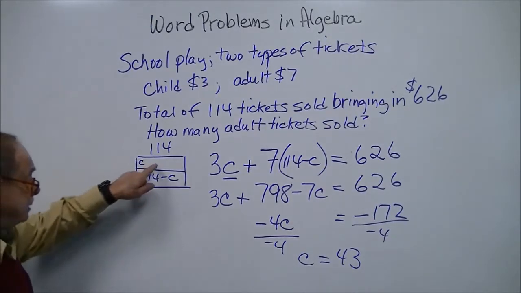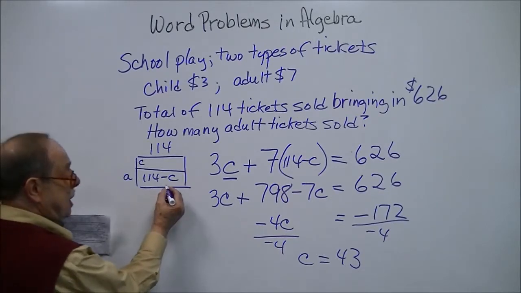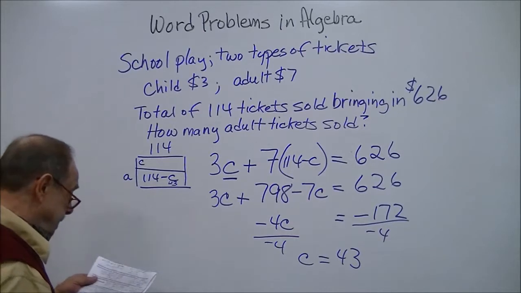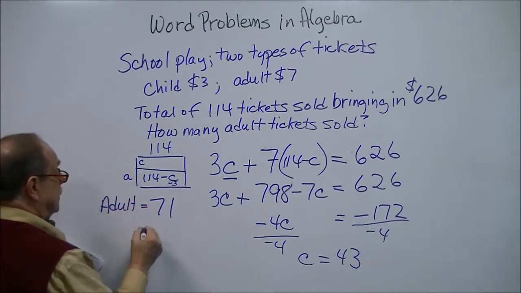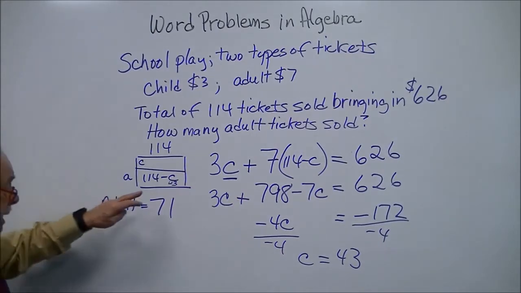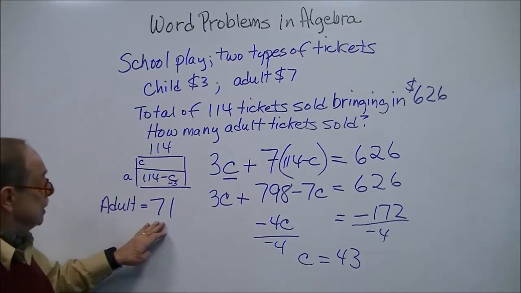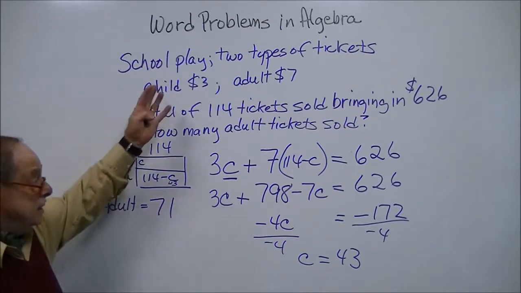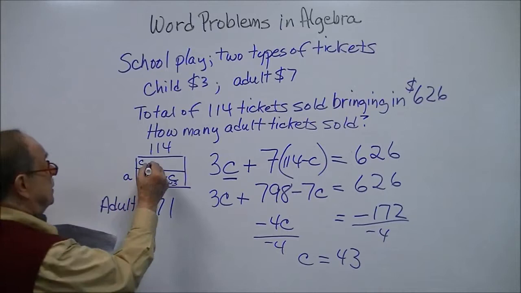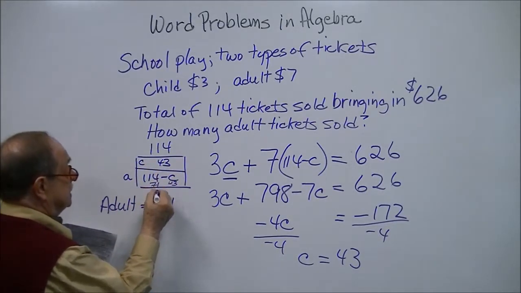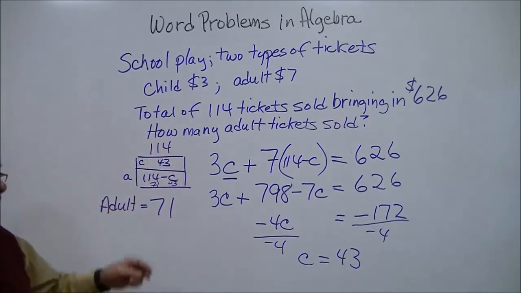Now, if 43 were my children's tickets sold, remember our question is, what was the adult tickets sold? Well, I would have to subtract 43 from 114 and get 71. So the adult tickets were 71. Now, had I used this as A and this as 114 minus A and set it up that way, I would have ended up with adults, or the A, equaling 71. But you could do it either way. This involves doing some substitution once you find out the children's tickets. This was 43, and this one will be, in a sense, 71, and they add up to 114. Again, you'll get some like this as you work word problems.